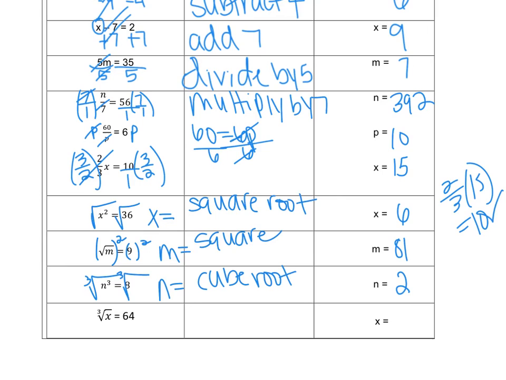Alright, last one. The inverse of the cube root would be to cube it. So I'm going to raise each side to the third power. The cube root of x cubed is just x. And then 64 cubed is 262,144. Man, that was a big number.